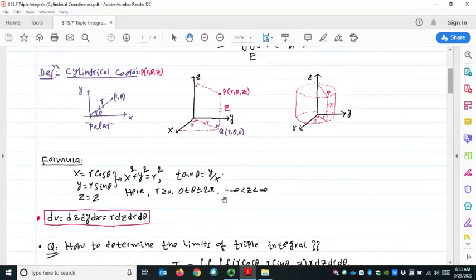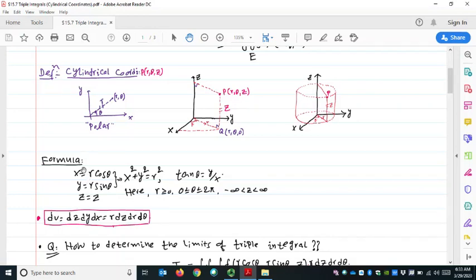There are conversion formulas from cylindrical coordinates to Cartesian coordinates, and from Cartesian coordinates to cylindrical coordinates. We put x equals r cosine theta, y equals r sine theta, and z equals z. So z in cylindrical coordinates and Cartesian coordinates does not change, it is the same z.